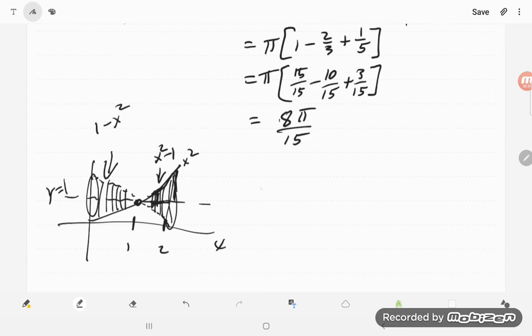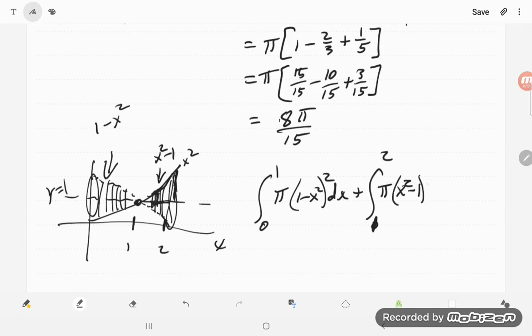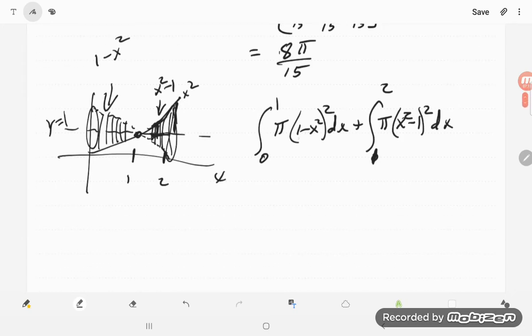So now, to do this problem, I will have an integral from 0 to 1 of pi times (1 minus x squared) squared dx, and then plus an integral from 1 to 2 of pi times (x squared minus 1) squared. Now, here's the nifty part. Because we're squaring this, we actually get the same integrand in both cases.